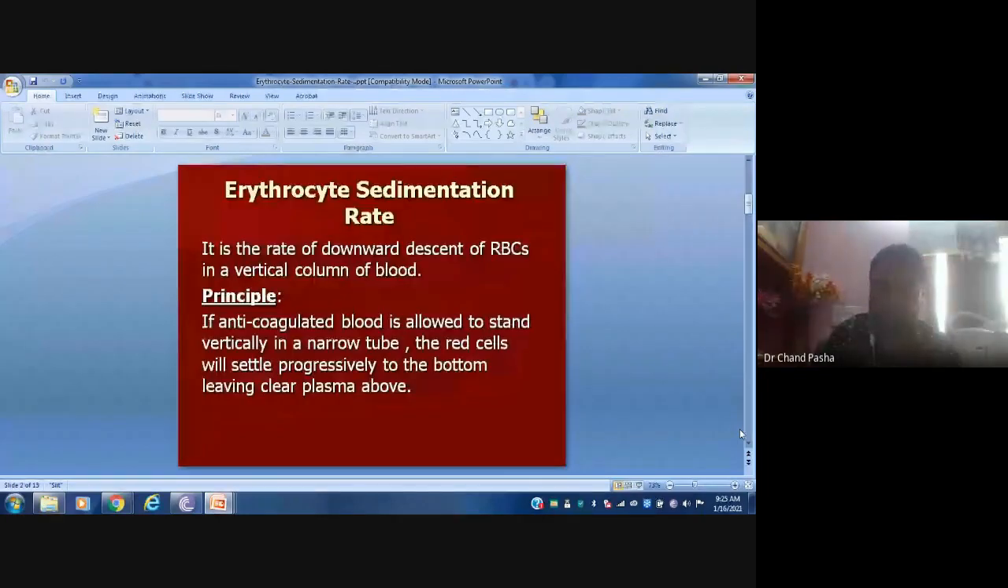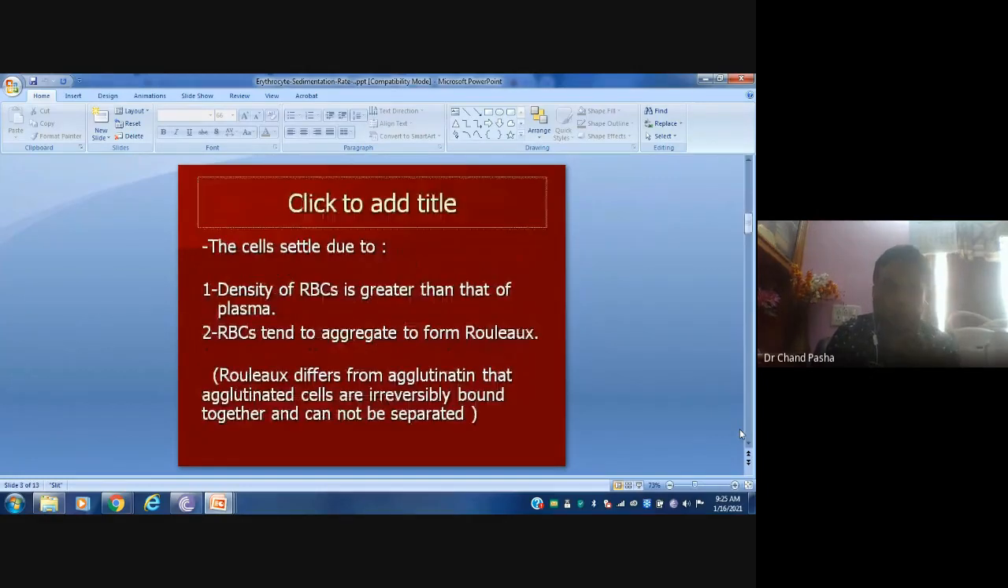So ESR is nothing but the downward descent of RBCs in a vertical column of blood. In a narrow tube, the dense particles, in stress conditions as I told you, the RBCs get attached to one another to make clumps. As the molecular weight increases, they easily settle down at the base, leaving the plasma on top.